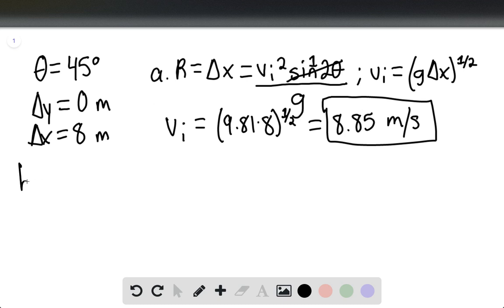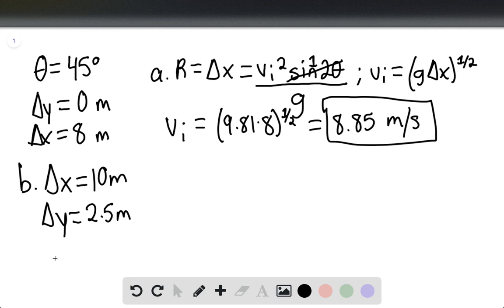And then for part B, they're asking us delta x now equals 10 meters, delta y now equals 2.5 meters. The theta is still the same at 45 degrees. And we're going to be using this initial velocity. So the initial velocity would equal 8.85 meters per second. So at this point, we need to find out how long we are in the air.